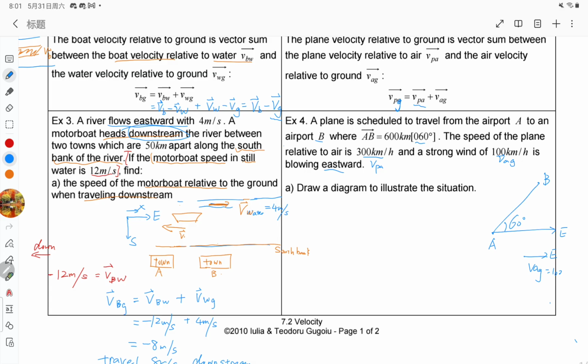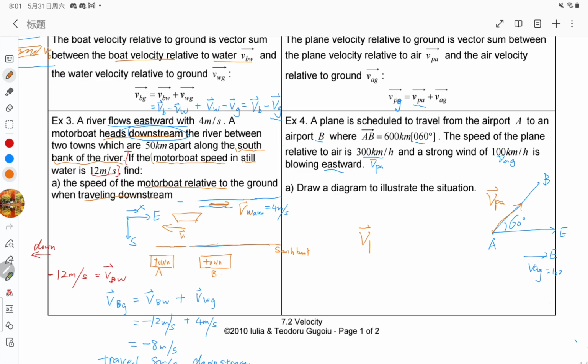100, and then the plan is we should give, here, give us a magnitude, but we should always give it a direction from A to B. Give it a direction here, this VPA, right? And so draw a diagram to illustrate the situation, and then let's just directly plug in, right?